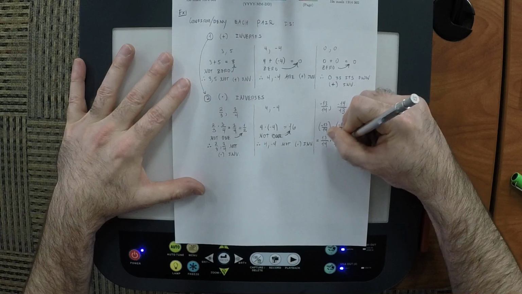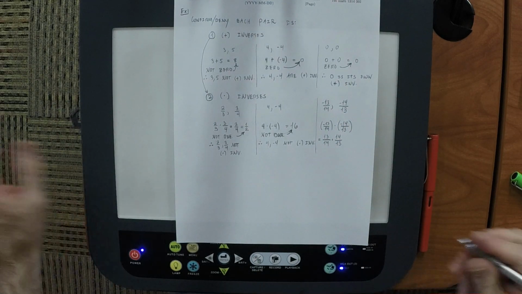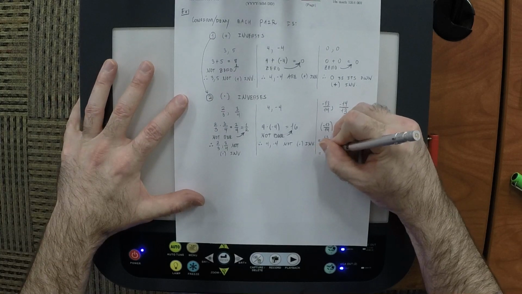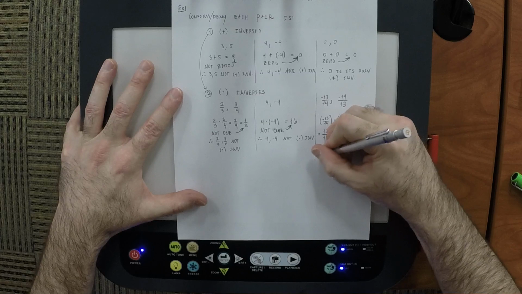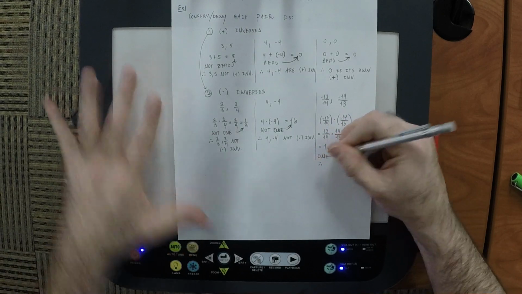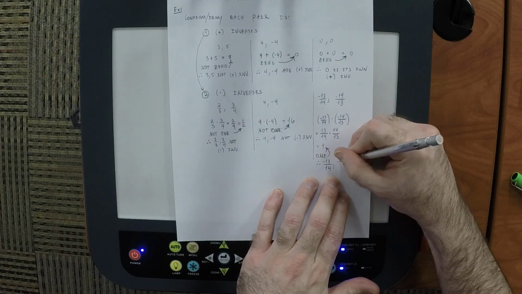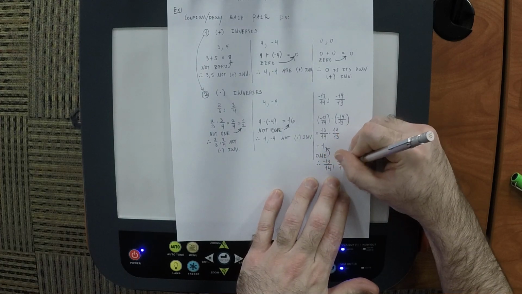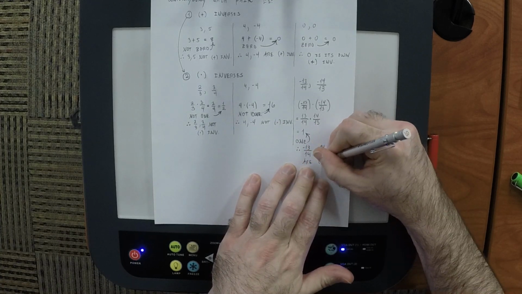13. And then I can look at that and say, oh, look, the 13s cancel and the 14s cancel, and then what do I have left? Just 1. So we got 1. And therefore, those numbers, negative 13 over 14 and negative 14 over 13, are multiplicative inverses. Any question about this?